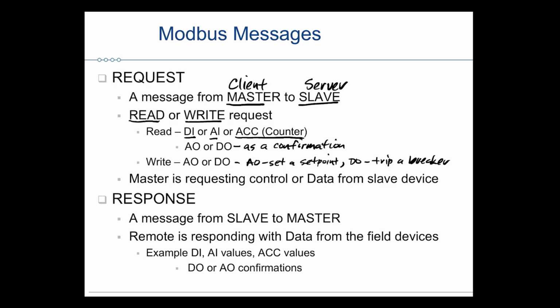A response then is always from server to client, or from slave to master. And this is where the remote, the server or the slave, is responding with data from the field devices in its local area network. So again, it could be DIs, AIs, counter values, or DO or AO confirmations, right? Confirming what was written into those data types or those memory locations.